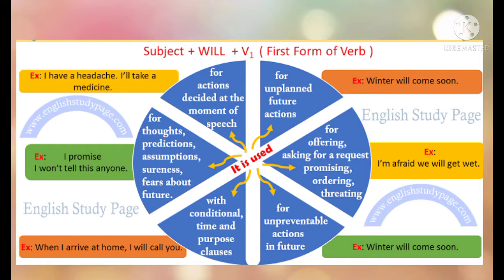Children, simple future tense is used for actions decided at the moment of speech. For example, I have a headache, I will take a medicine. It is used for unplanned future actions. For example, winter will come soon. It is used for thoughts, predictions, assumptions, sureness, fears about future.